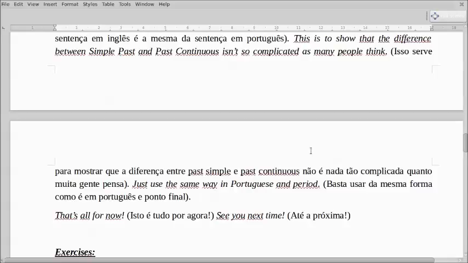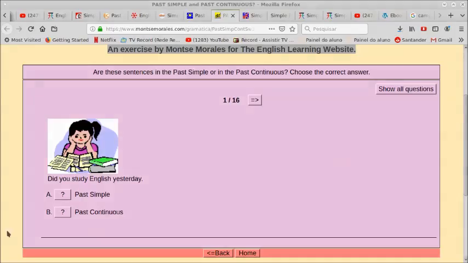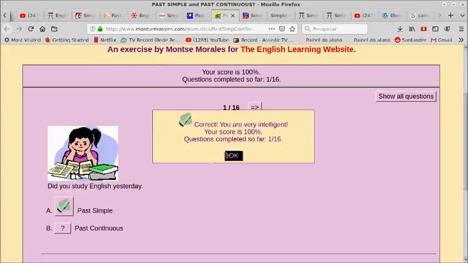Ok? So let's see some exercise. Agora vamos ver alguns exercícios. The first exercise. Primeiro exercício. Did you study English yesterday? Você estudou inglês ontem? This is simple past, passado simples, or past continuous. É uma ação progressiva ou uma ação acabada? É uma ação acabada, né? So, past simple. Ok?